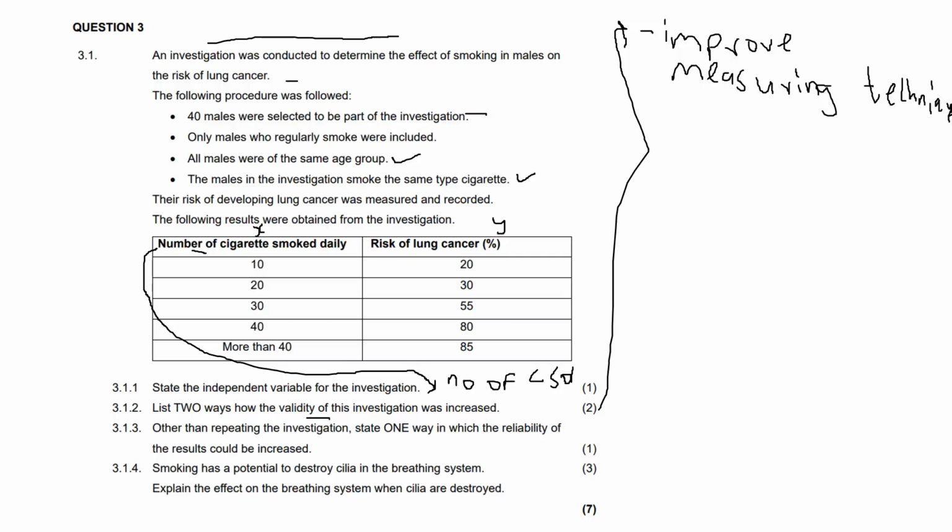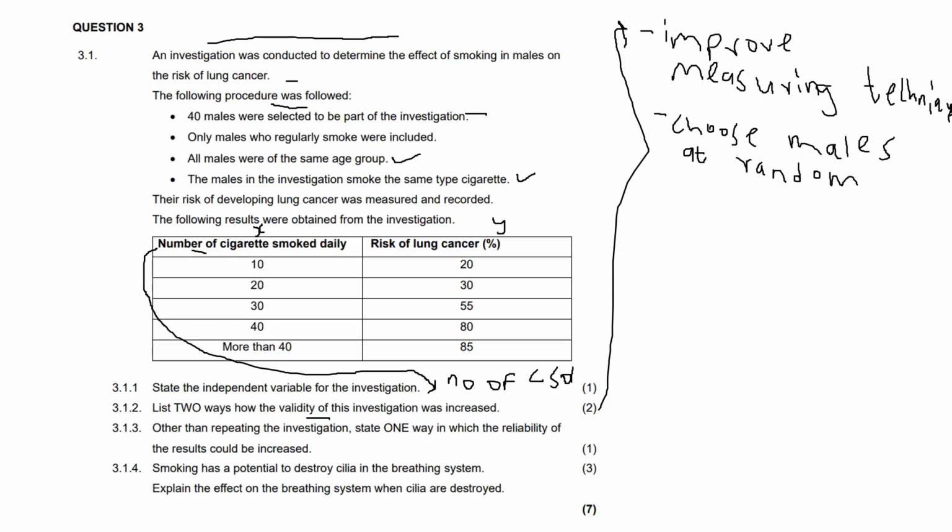And then they chose 400 males, and they didn't say anything about being random. So we need to also choose males at random. Don't choose the males that you know. Just choose any male, regardless of who they are. They didn't say anything about the males being chosen at random. So those are the two ways you can improve the validity of the investigation.